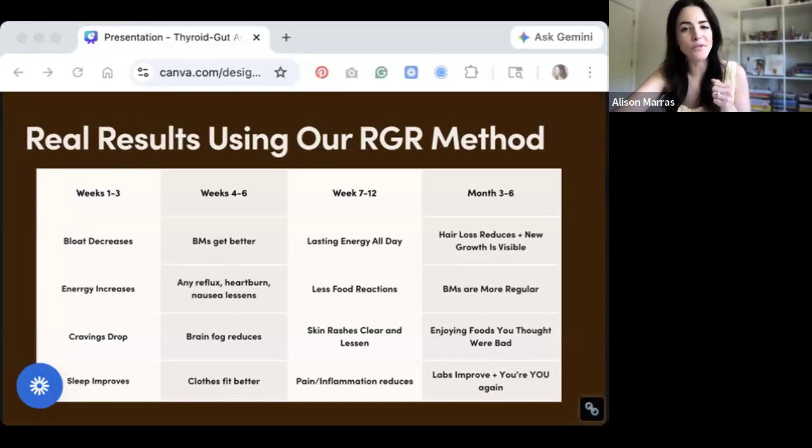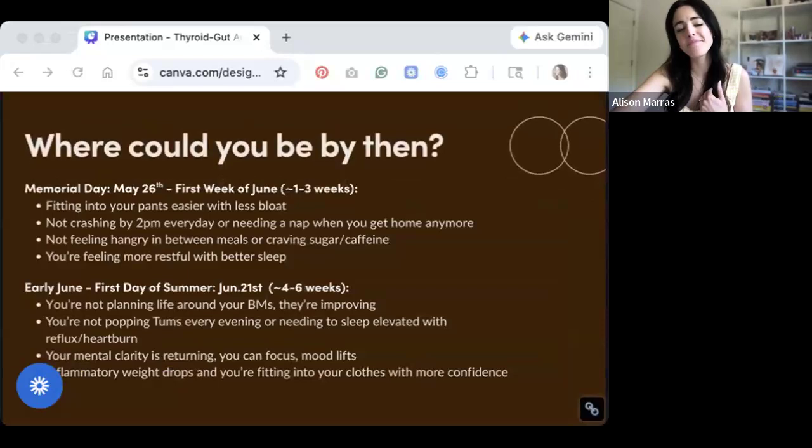I told you it's a little more longer road for that, but it's so good to see the signs because you know where it's going. So we see hair loss reducing, new growth is visible, BMs are more regular, you're enjoying foods you thought were bad, right? I had people, how many people we have like going to Italy and Paris on vacation, they're eating their things and like they're fine. Labs improve and you're you again.